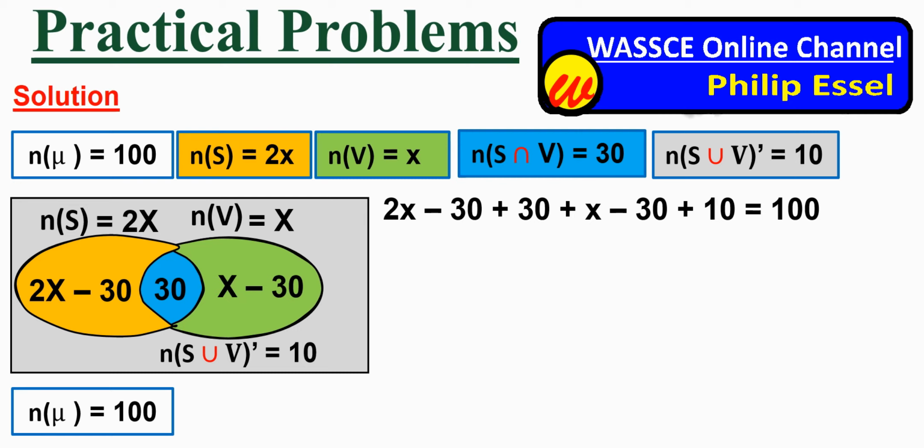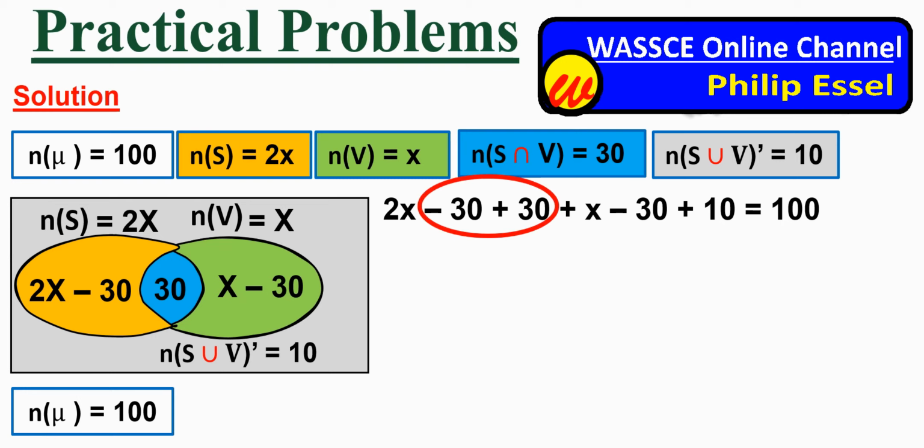so that will be plus 30, then plus those in the green group, which is x minus 30, so that will be plus x minus 30, then plus those in the gray group, which is 10, so plus 10, and everything will be equal to the total number of students in the class, which is 100. The minus 30 plus 30 would give us 0, so we would ignore the two of them.